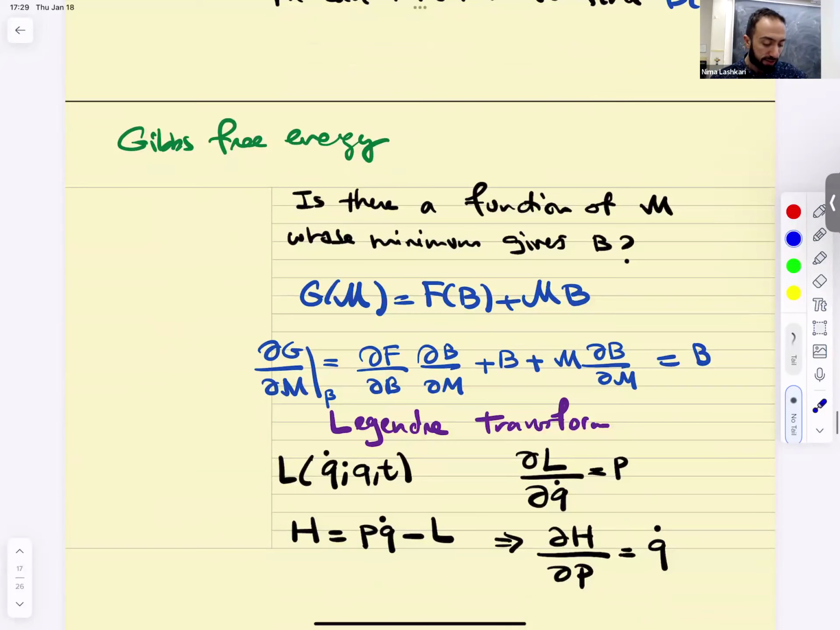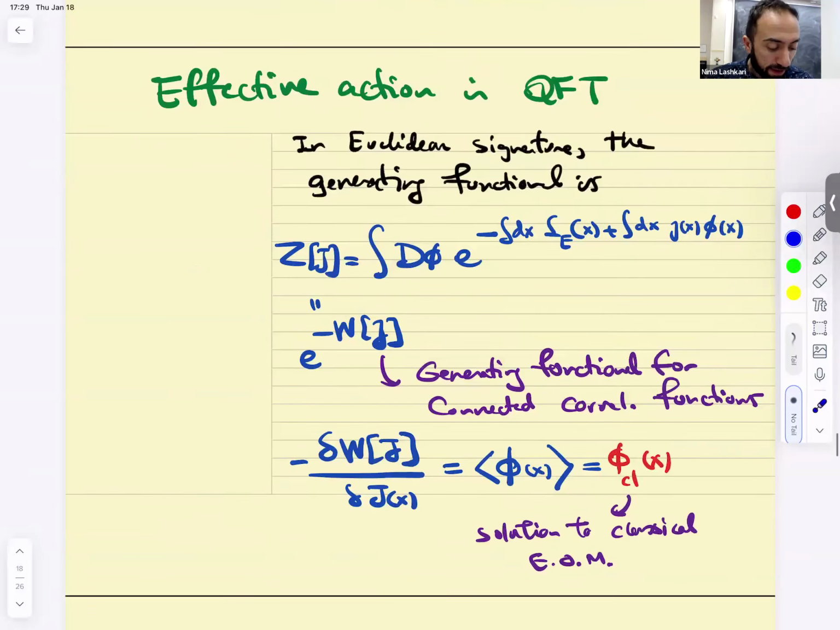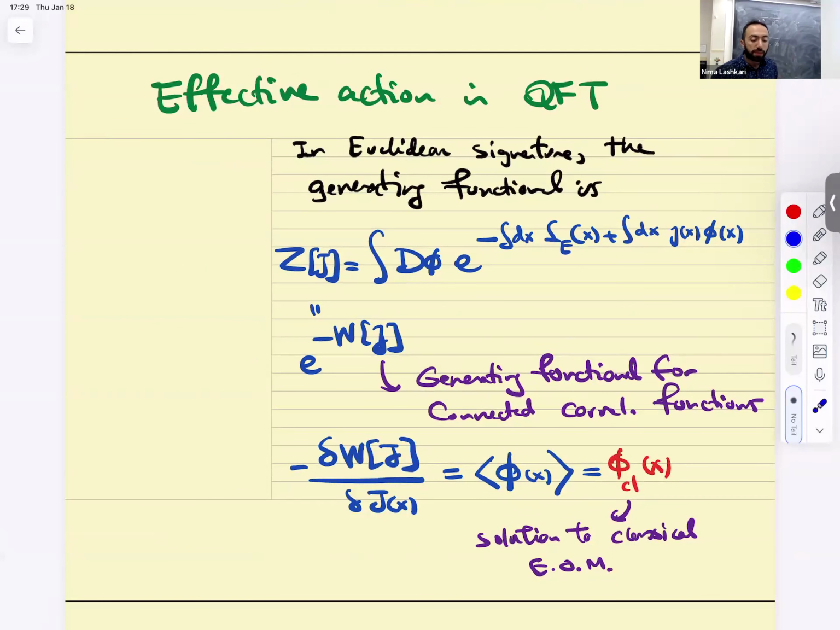Is this part clear? I'm running really behind. All right, good. So, effective actions in quantum field theory. In Euclidean signature, the generating function of quantum field theory is this: Z of J is the path integral over phi, e to the minus the integral of d^4x, the Euclidean Lagrangian. Hopefully you recall that the Euclidean Lagrangian was a little bit tricky. Plus the integral of d^4x J of x phi of x.